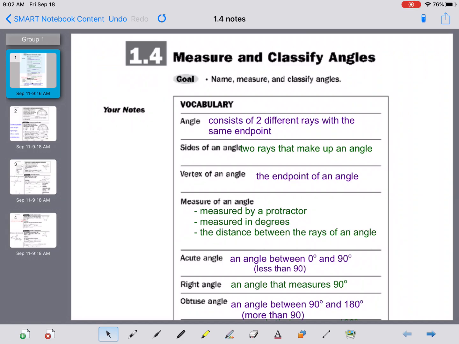1.4, measure and classify angles. A lot of vocab to start us out with today because we're kind of taking a break off those segments, lines, and rays, and we're going to go into angles today, okay?